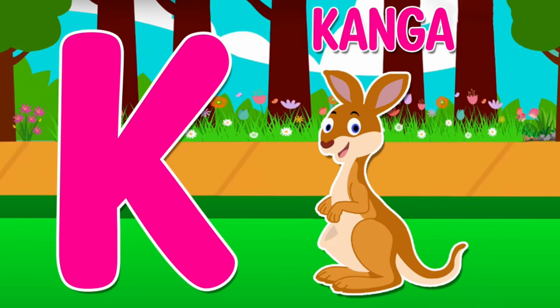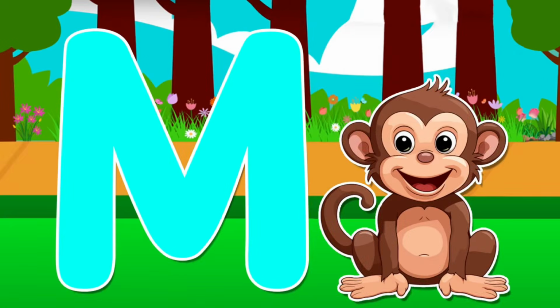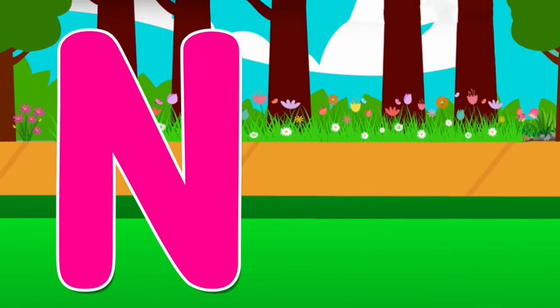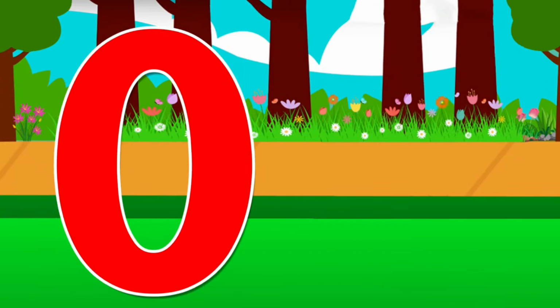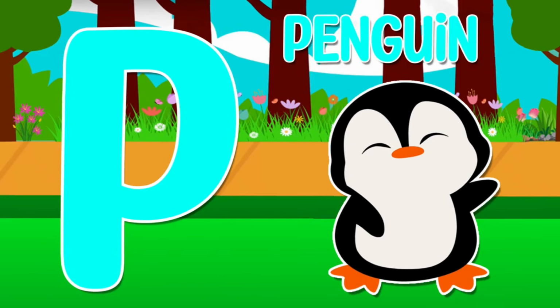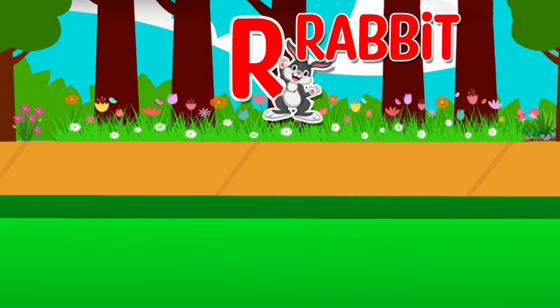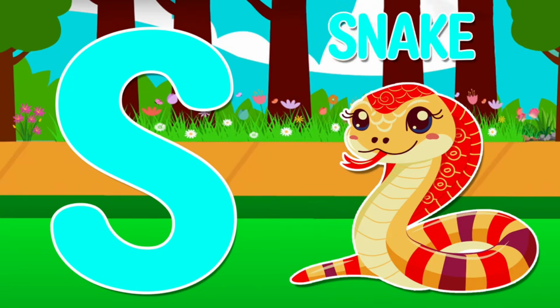K is for kangaroo, kangaroo. L is for lion, lion. M is for monkey, monkey. N is for newt, newt. O is for octopus, octopus. P is for penguin, penguin. Q is for quail, quail. R is for rabbit, rabbit. S is for snake, snake.